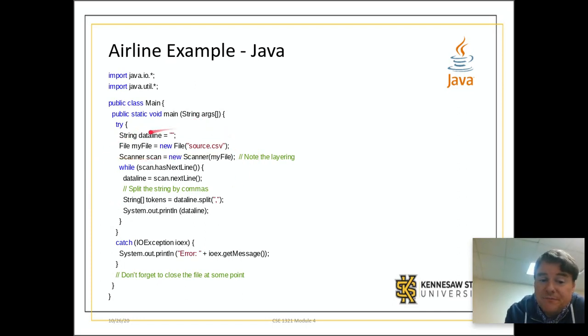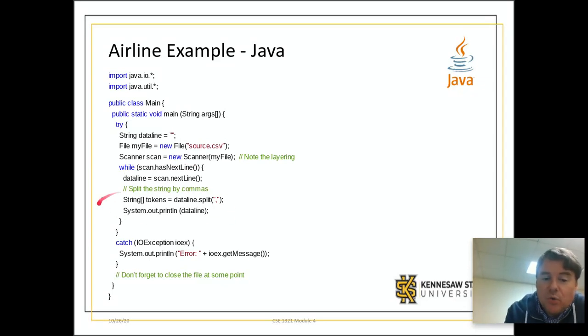You open a file, you create a scanner, which is based on that file. You say, while the scanner has a next line, scan.nextLine. And that will give you a string, which is the first line out of the file, and then the second line out of the file, and then the third line out of the file. What you do with that data is up to you.